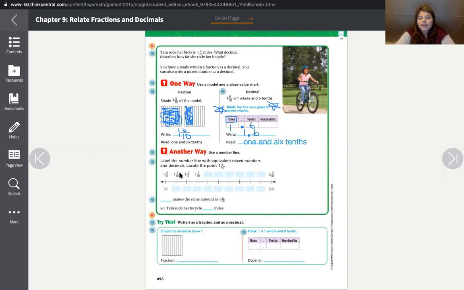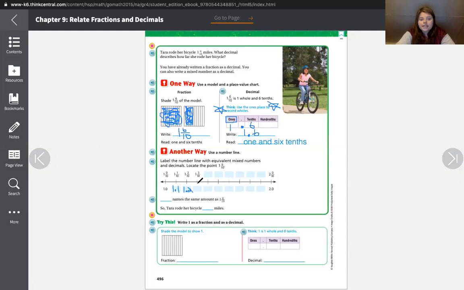We have 1 and 1/10. So we have 1 whole and we have 1/10. So we have 1.1. Next one, we have 1 and 2/10. Okay, so again, we still have 1 whole and we have 2/10. So now we have 1.2.